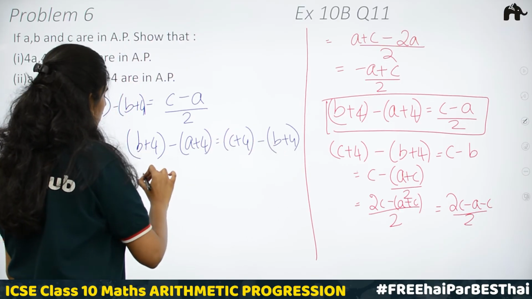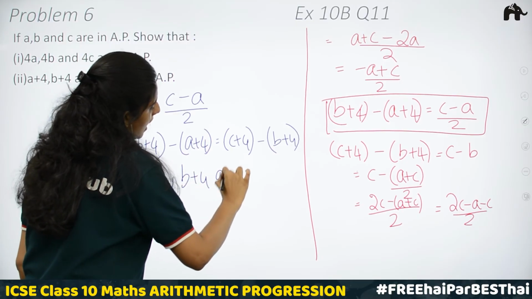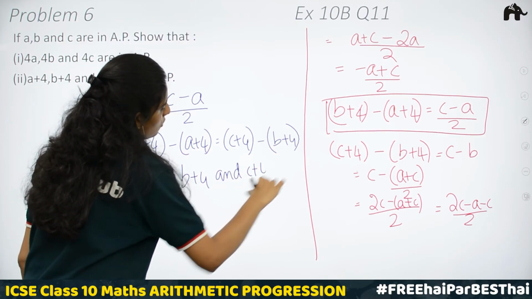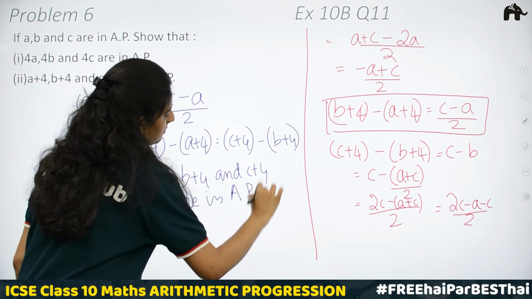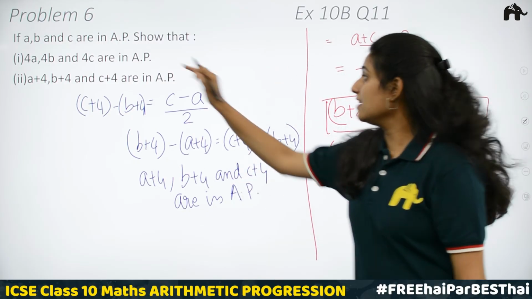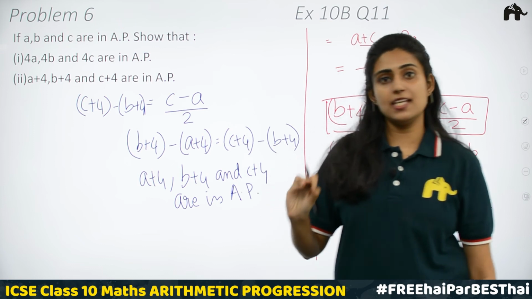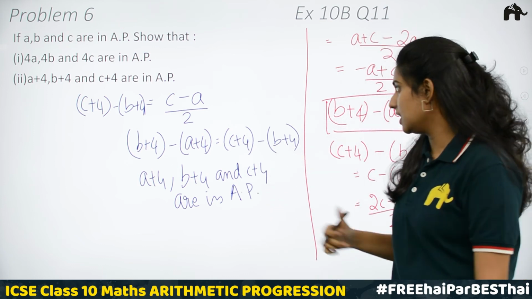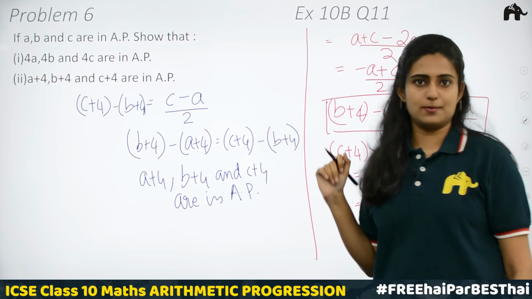Therefore, we can conclude that A plus 4, B plus 4 and C plus 4 are in arithmetic progression. Clear? Same procedures that we have done in the first question. Only difference is there we have taken 2B is equal to A plus C for substitution. Here we are taking B is equal to A plus C divided by 2 for substitution.